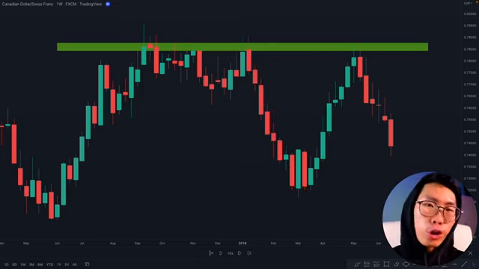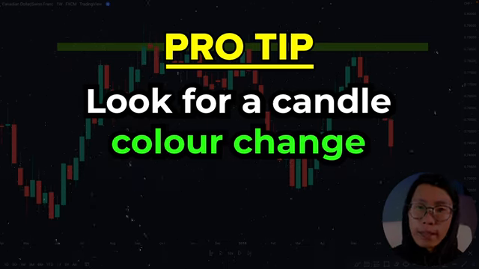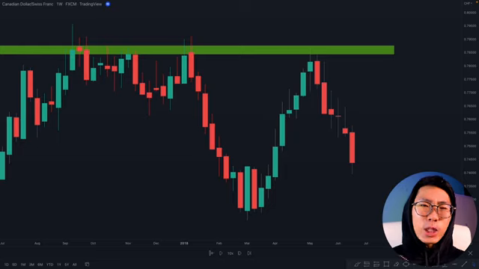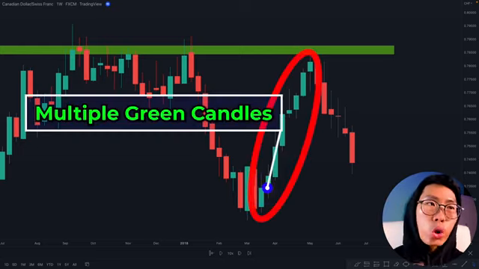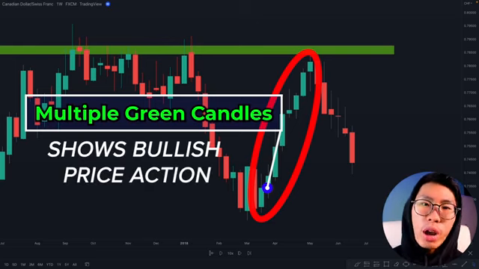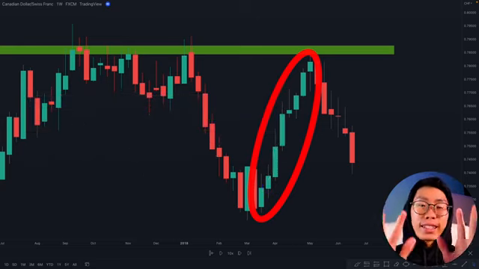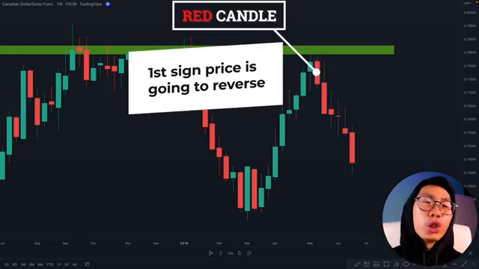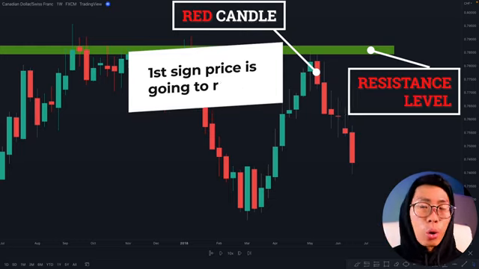Here's a pro tip for you. You want to look for a change in color of the candlesticks at a key support or resistance level. Here's what I mean. As price is going up, look at all these green candlesticks. This shows us that there is a lot of bullish momentum, a lot of bullish price action pushing the price up. There are literally 8 green candles in a row, and then finally price gave us a red, bearish engulfing candlestick at this key resistance level, and look at what price did.